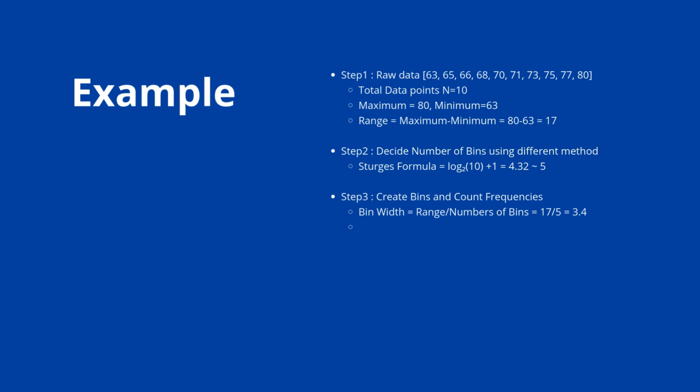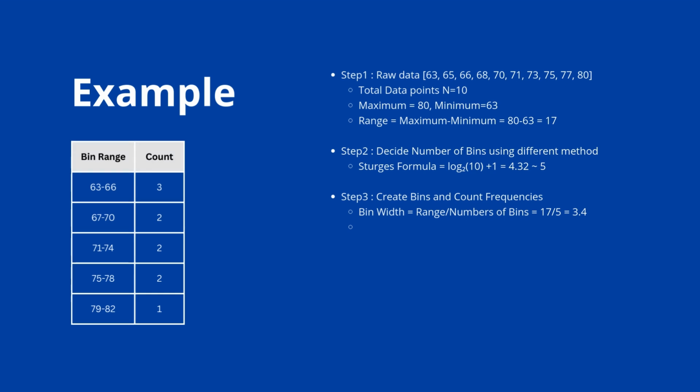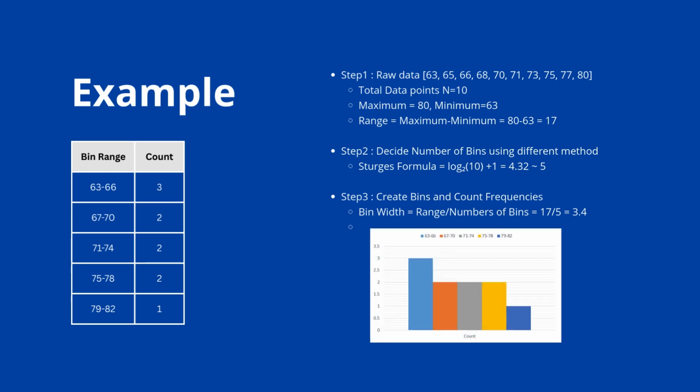Based on that, we can assign each range and decide how many of the raw data fall within that range. So here we have the count and the range. Based on that, we can plot a histogram. It will look like this.